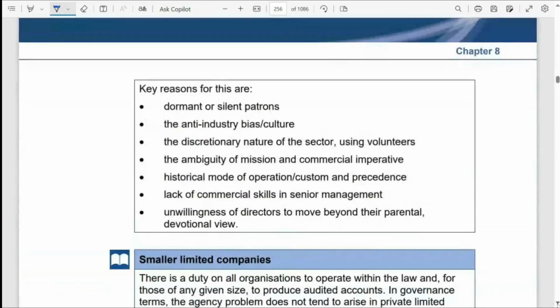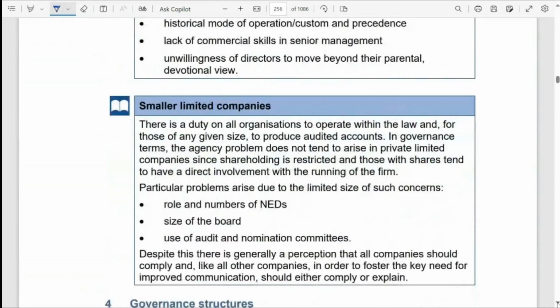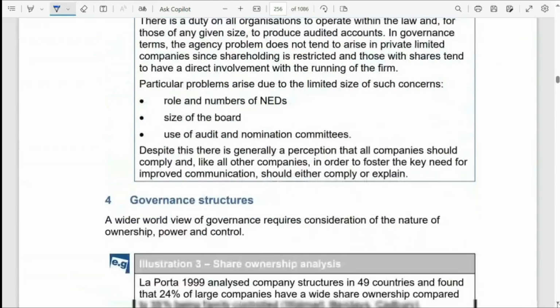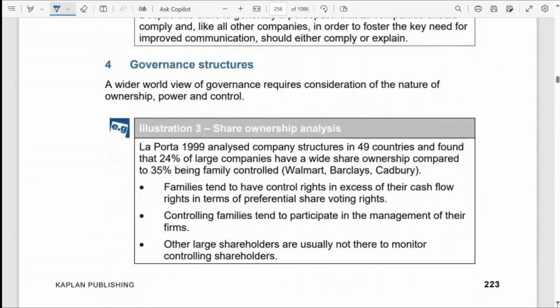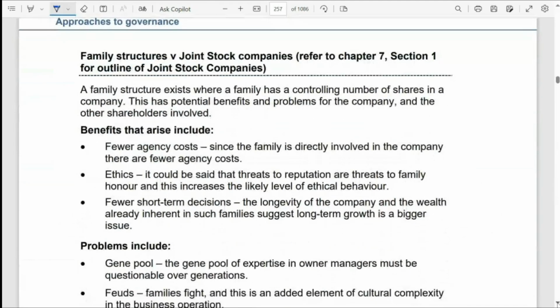The key reasons for this area are dominant, silent, and anti-industry. Governance structure: the family structure. The benefits that arise, and the problems include these; students, just go through them.